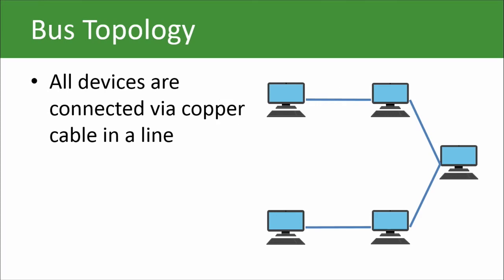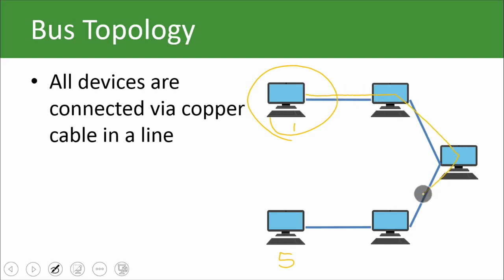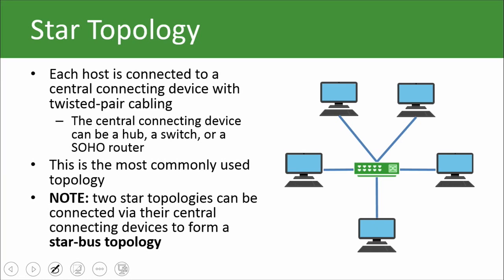All devices in a bus topology are just connected via copper cable and a line. So if we have a computer up on the left here, computer 1, if it wants to send data all the way down to computer 5, let's go 1, 2, 3, 4, 5 computers, right? So I have 5. It has to send data through computer 2, through computer 3, through 4, and then 5, and vice versa, right? So not the most efficient way to send data.